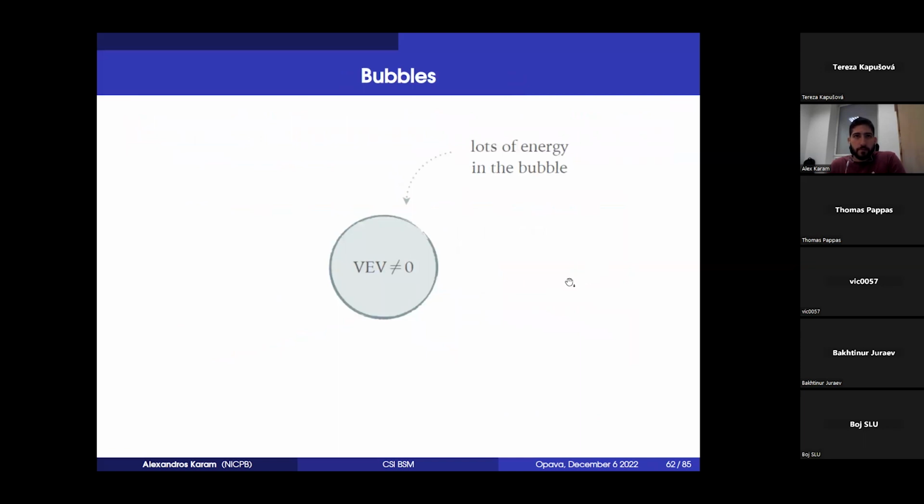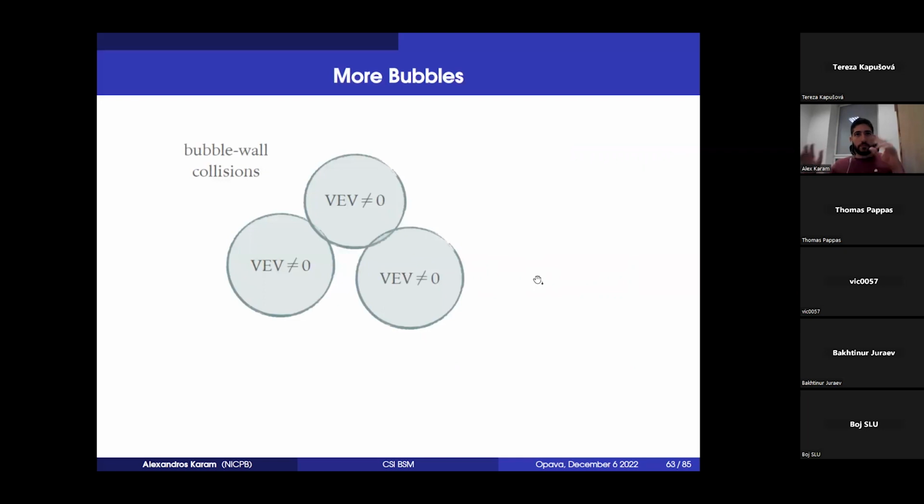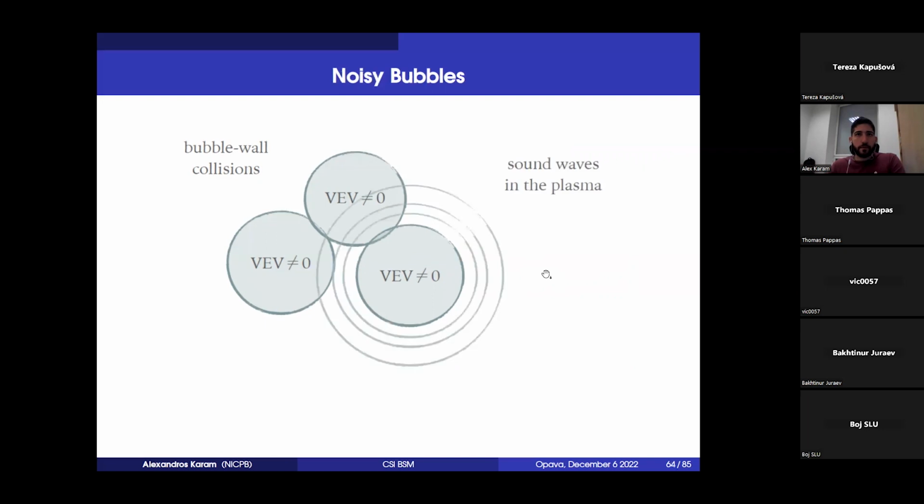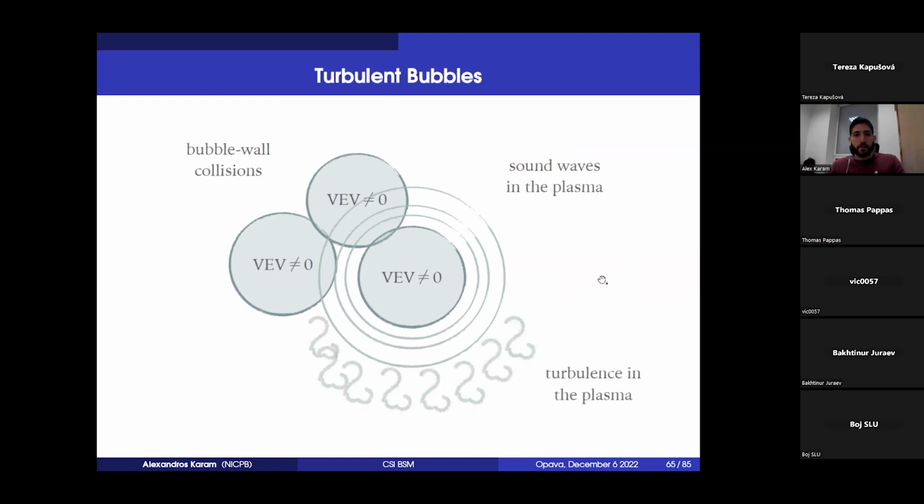Okay, during the phase transition, there is a lot of energy in the bubble. The bubble contains the true vacuum, and it expands in a sea of false vacuum. And then as more bubbles are created, they collide, and they produce sound waves in the plasma. There is also turbulence in the plasma, yes, hydromagnetic turbulence. So in general, we have 3 mechanisms to generate gravitational waves: bubble wall collisions, sound waves, and turbulence. However, the computations for the gravitational wave spectrum arising from turbulence are not to be trusted, because they're not quite robust yet. So we will only focus on bubble wall collisions and sound waves.